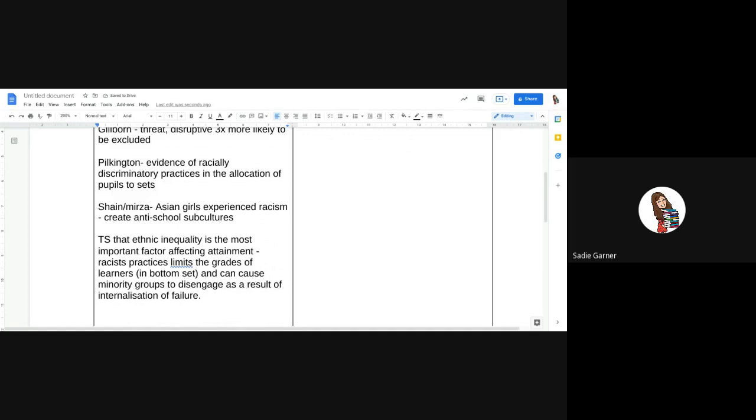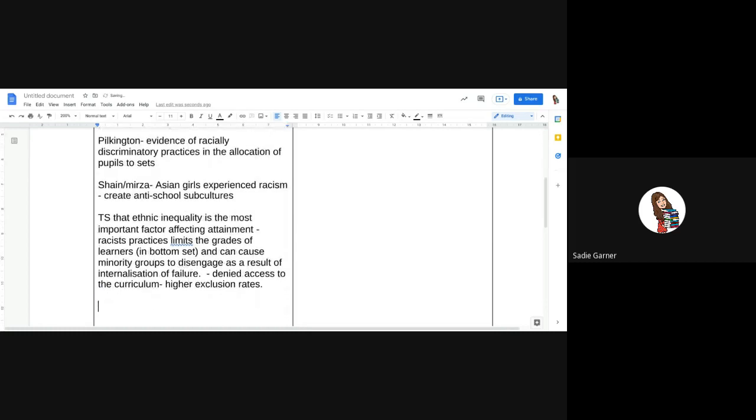You could also note here the fact that they're also likely to be disadvantaged as they're being denied access to the curriculum due to exclusion rates. So it is ethnic inequality that's the most important factor. It's that that limits the grades of learners. They can disengage as a result of internalized failure and are denied access to the curriculum due to higher exclusion rates. Remember, Gillborn notes it's through a perception the relationship's broken down. And as a result, those learners are not being taught, which is very concerning.